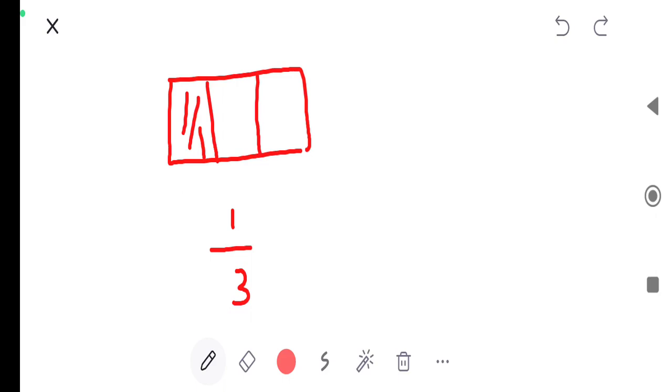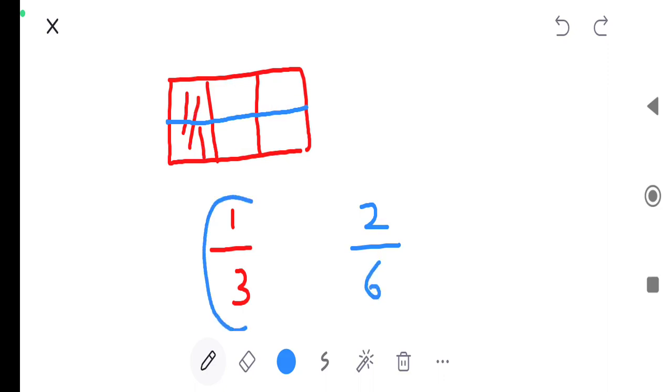Now what if I decide to divide the rectangle horizontally? The number of parts shaded has increased. The total number of parts has also what? Increased. Now how many parts are shaded now? Let's count it. 1, 2. 2 parts are shaded, so the fraction will be 2 over. Then if you count the total number of parts, 1, 2, 3, 4, 5, 6. So we have 6 parts. So it will be over 6.